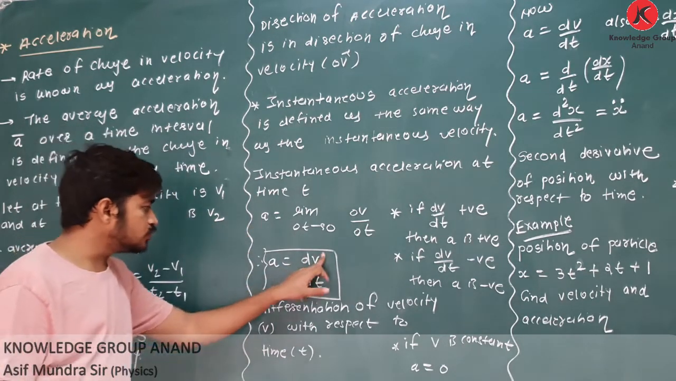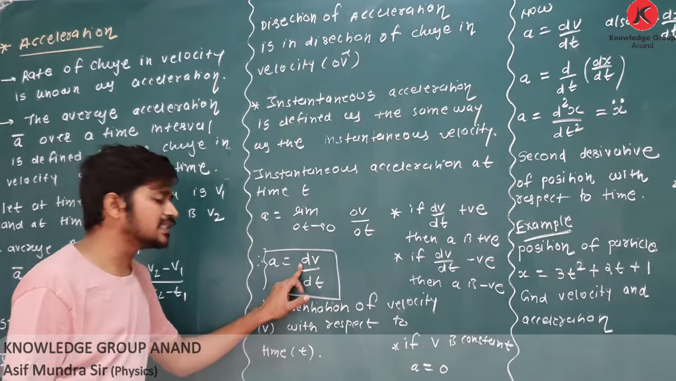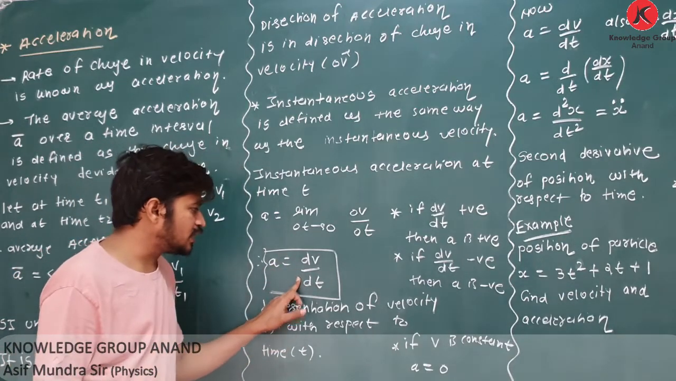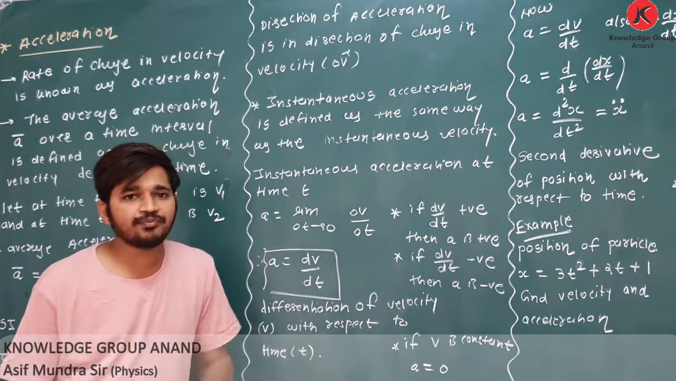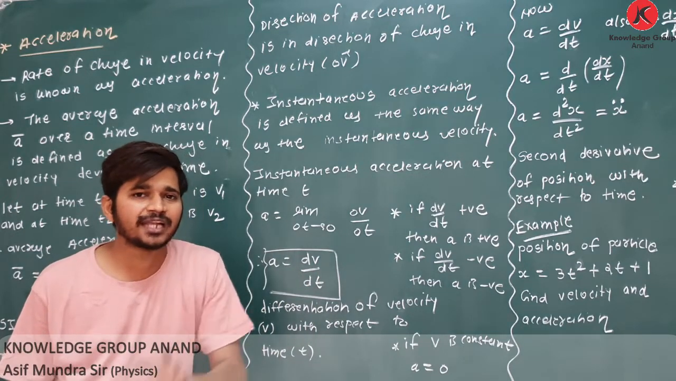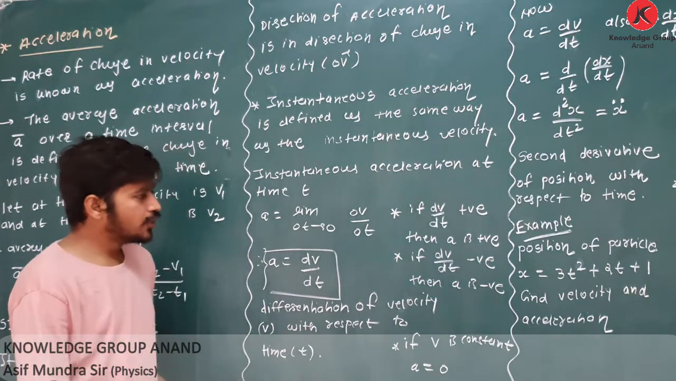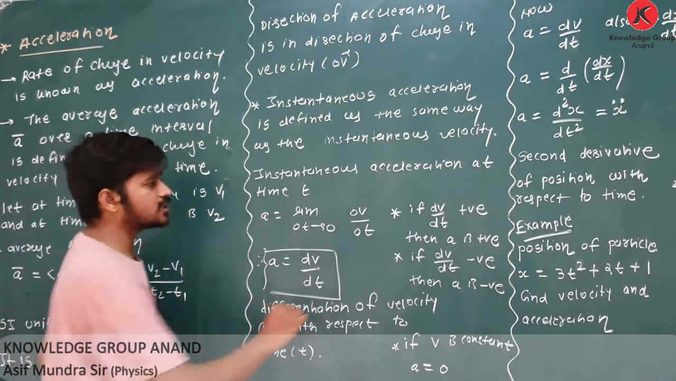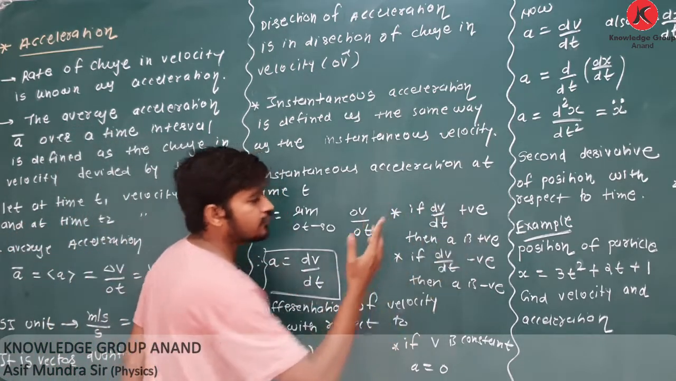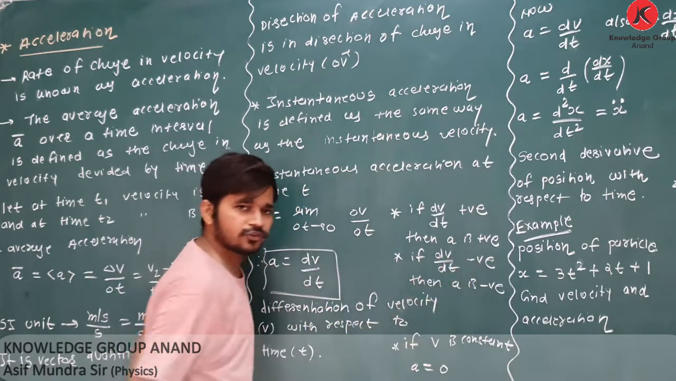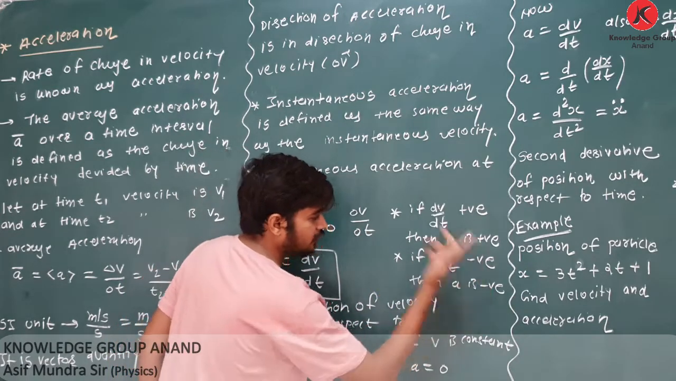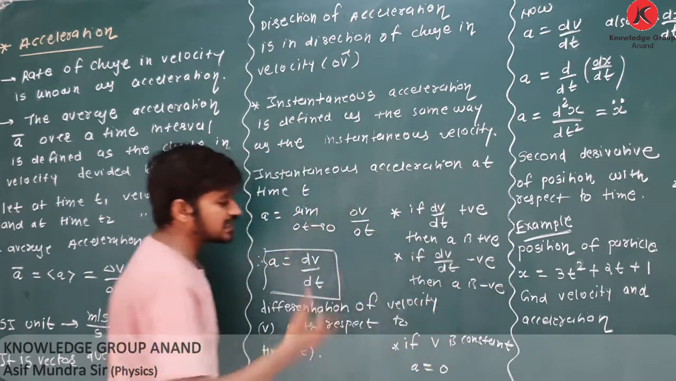a is equal to dv upon dt, where what is this term? It is differentiation of velocity with respect to time. Okay, you have to remember 3 points. First, if dv upon dt is positive, then acceleration is positive. If dv upon dt is negative, then acceleration is negative.